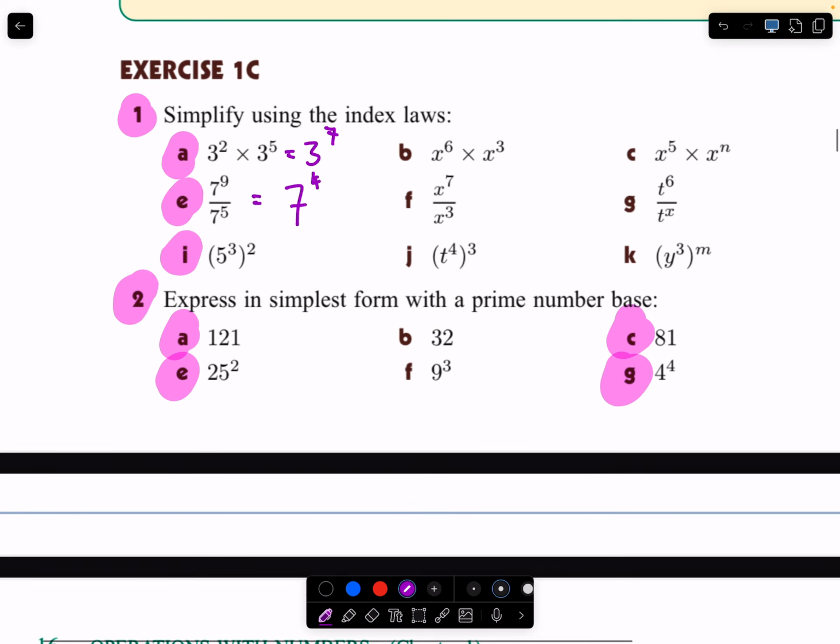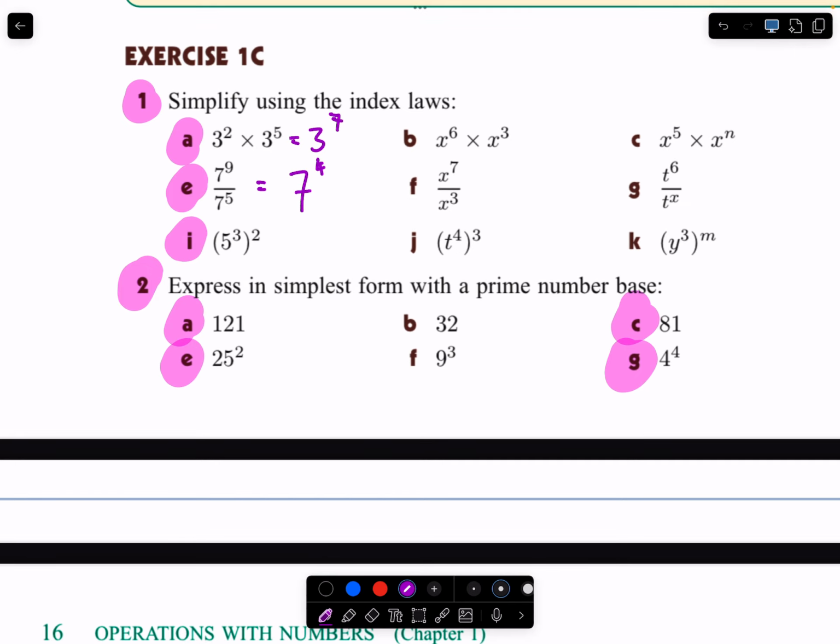Let's look at this one because I had a few people ask about this question. Express in simplest form with a prime number base. Does anyone know what a prime number is? It can be multiplied by itself. Close. It can be divided by something.